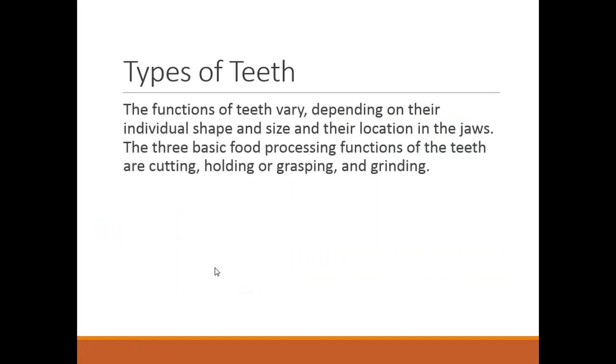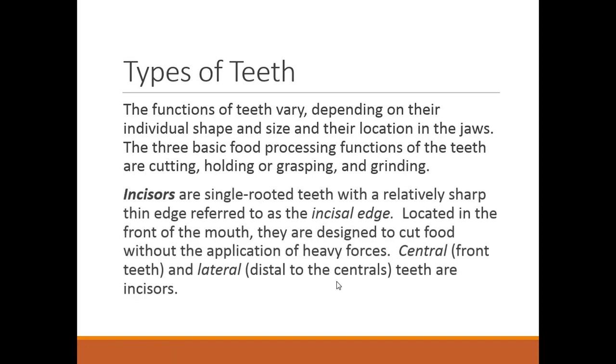Types of teeth. The functions of teeth vary depending on their individual shape and size and their location in the jaws. The 3 basic food processing functions of the teeth are cutting, holding or grasping, and grinding. Incisors are single-rooted teeth, meaning they only have one root, with a relatively sharp, thin edge, referred to as the incisal edge, located in the front of the mouth. They are designed to cut food without the application of heavy forces. Central, front teeth, and lateral, distal to the central teeth, are incisors. When we use our incisors, think about biting the apple. When you take that first bite, you use your incisors to bite into the apple.